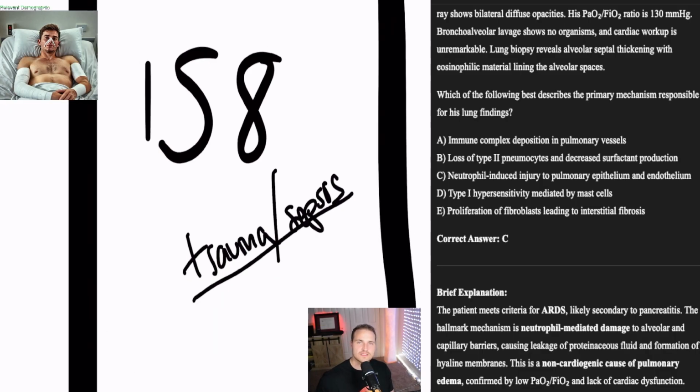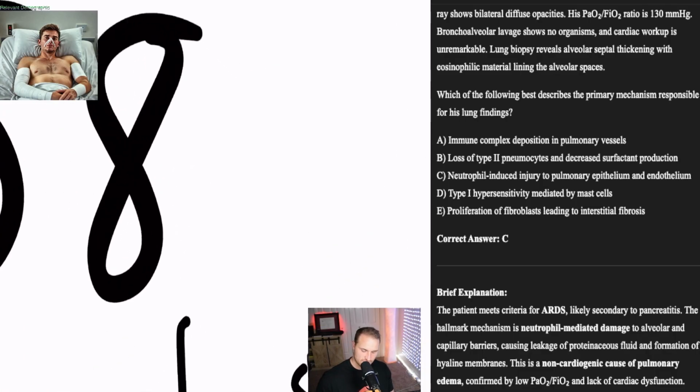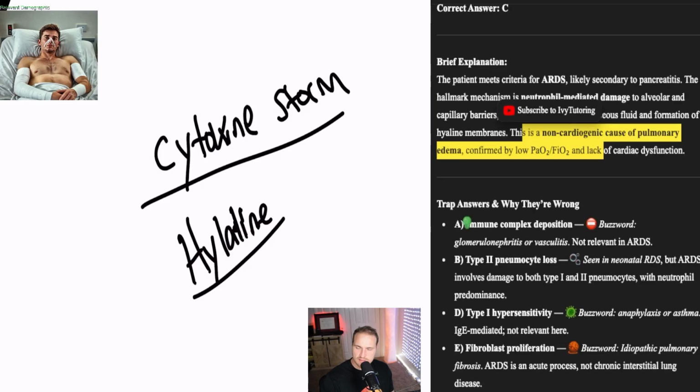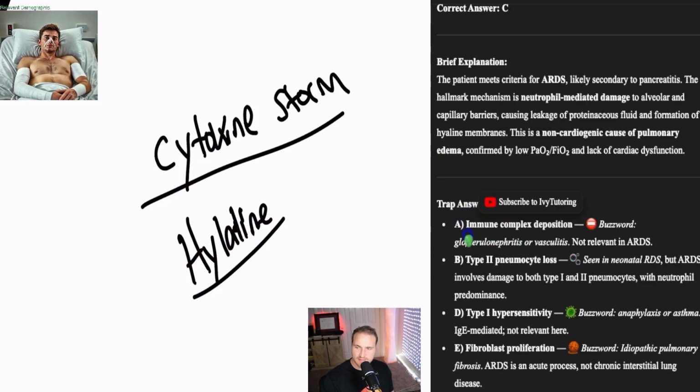Now, the pathology here is a cytokine storm, as in burn patients. That causes neutrophil activation and then injury to the alveolar epithelium. And that increases the vascular permeability, causing protein-rich exudate to fill the alveoli, and that causes hyaline membrane formation. Okay, so the big keyword to look for is hyaline membrane formation. On autopsy, it'll be firm, hyperemic lungs with widened septa and hyaline membranes. That's ARDS. It's not immune complex deposition. That'd be glomerulonephritis or vasculitis. It's not type 2 pneumocyte loss.